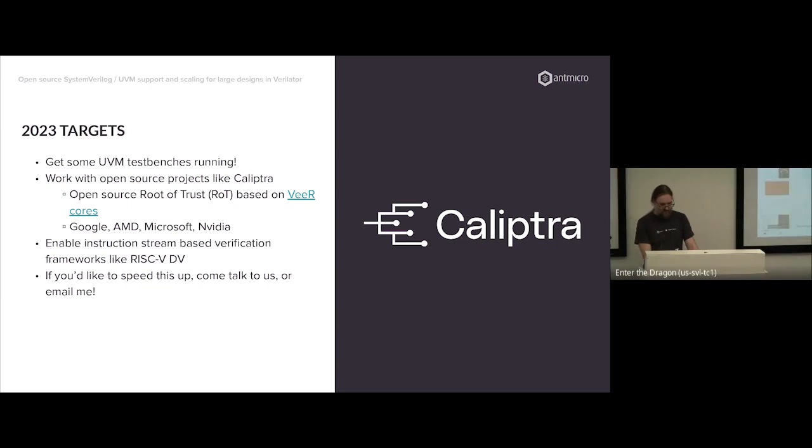So this is really the end. 2023 targets, of course, get some UVM test benches running, work with Calyptria to actually get it supported in some aspect. We'll see, of course, how much work that is. Enable frameworks like RISC-V DV that would enable people to use this in practice as well.